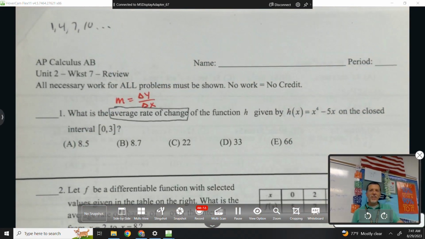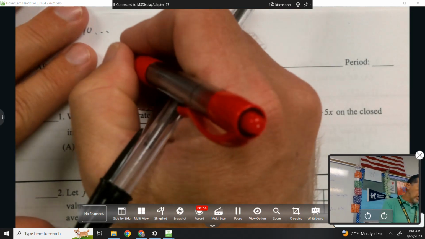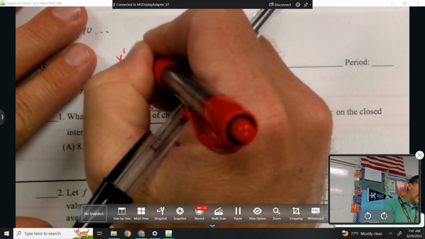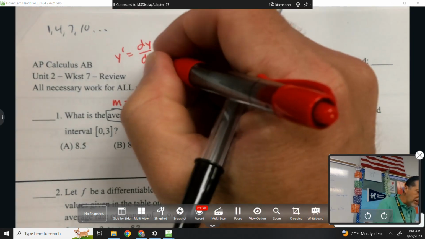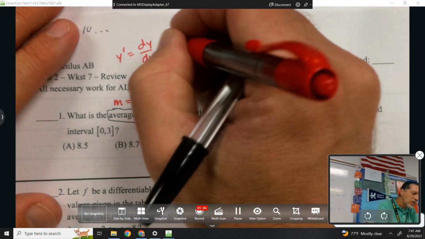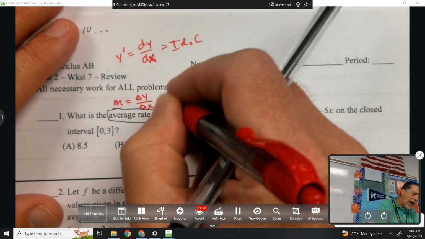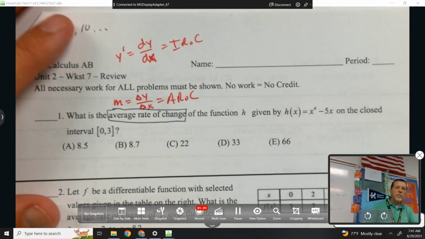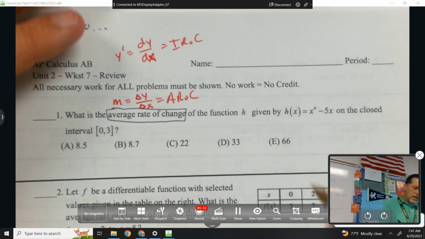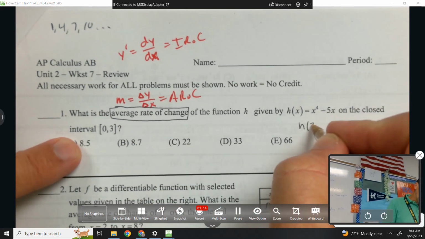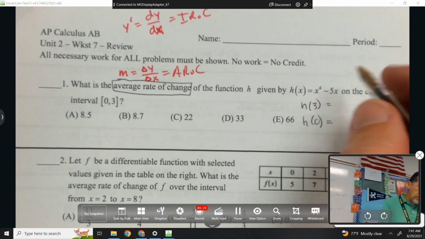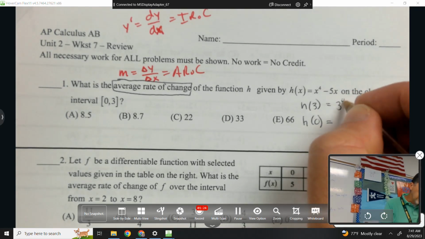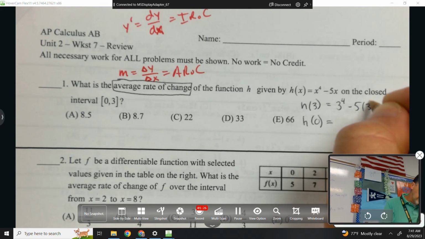Delta y over delta x, as opposed to the derivative, which is dy dx. So that's like a really small change in y over a really small change in x. That's the instantaneous rate of change, as opposed to the average rate of change. So yeah, it's just the good old slope formula. So from 0 to 3 means I need h of 3 and h of 0, and then I can use the slope formula. So h of 3, that's lovely, 3 to the 4th minus 5 times 3.